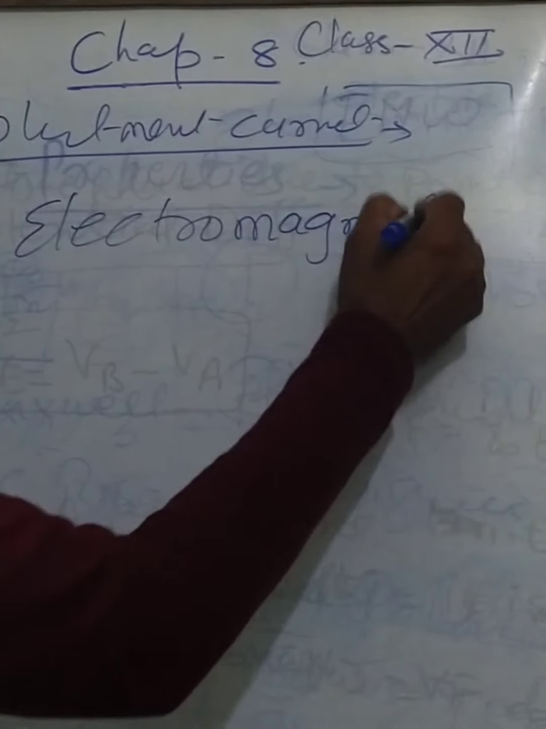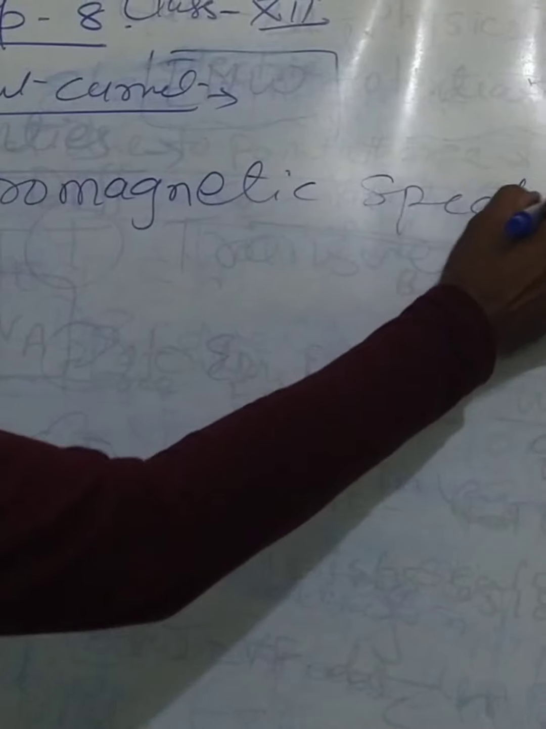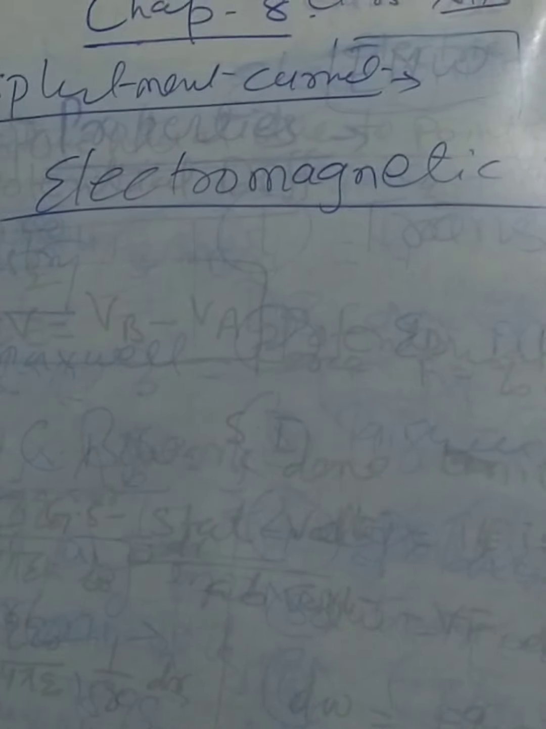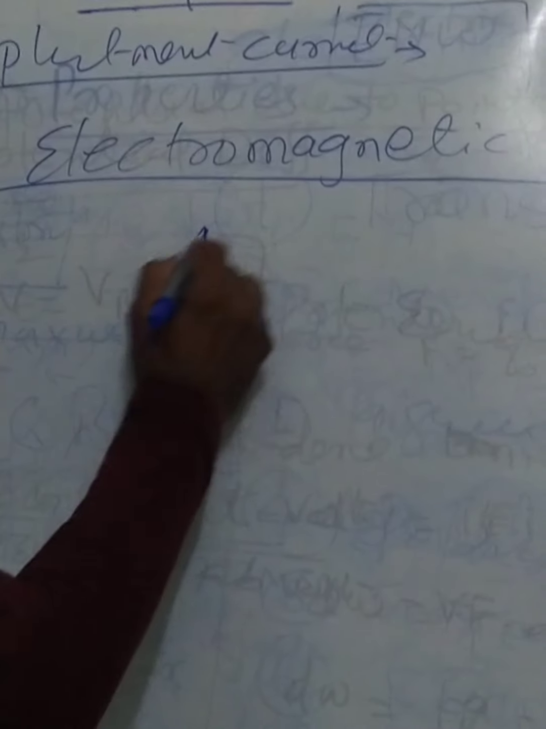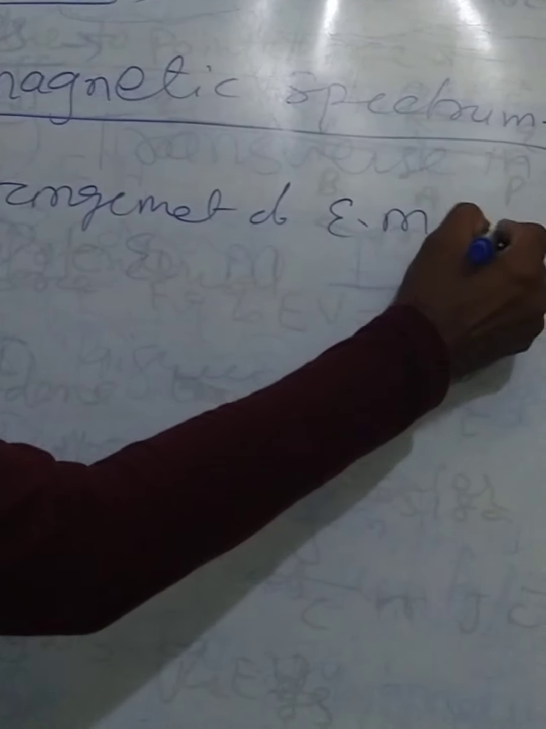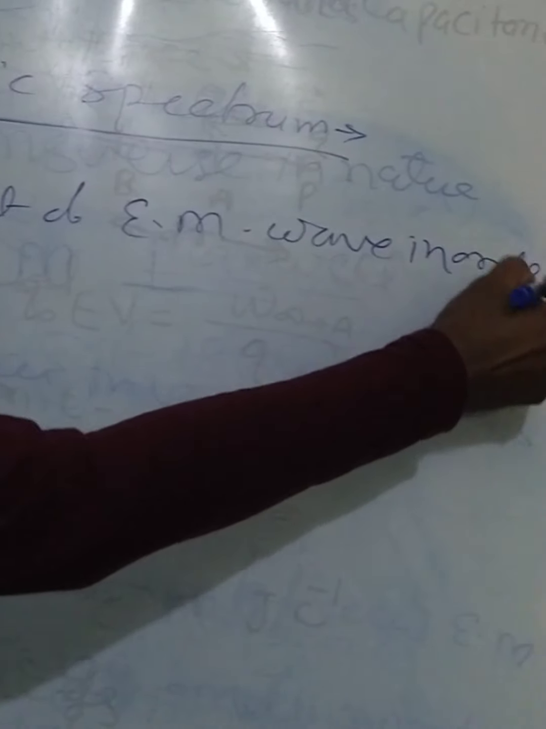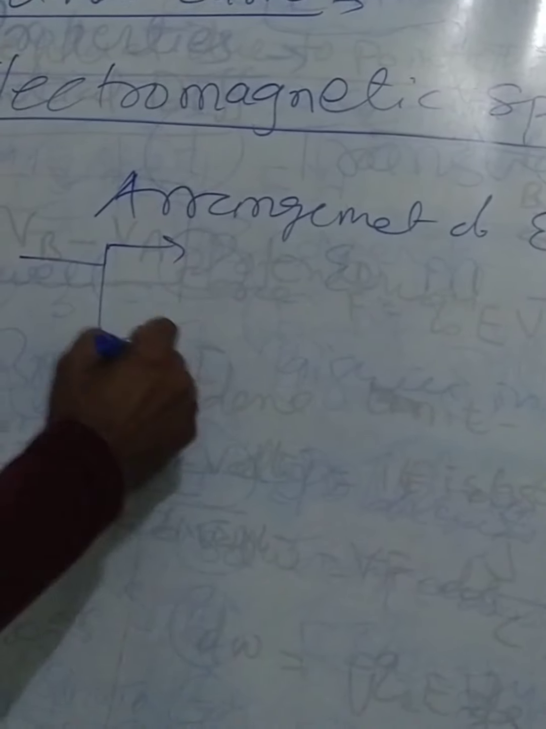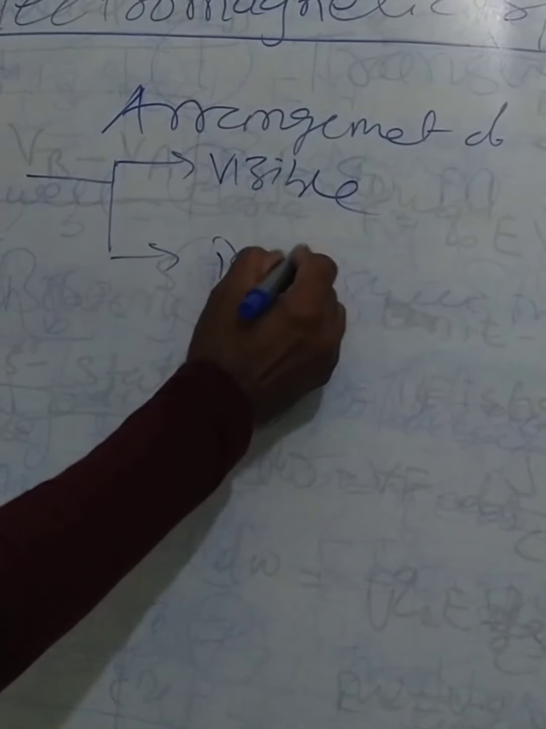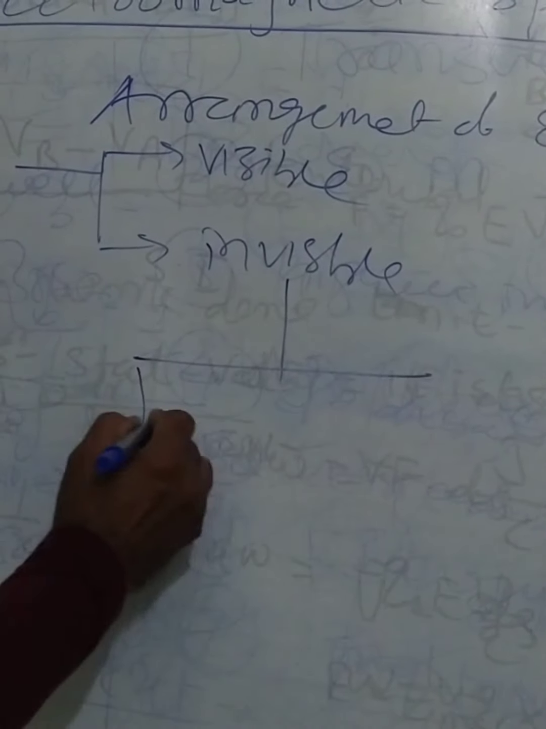Electromagnetic spectrum. Spectrum means the arrangement of all electromagnetic waves in order. The arrangement of EM waves in order is called a spectrum, and they are of two types: visible spectrum and invisible spectrum. And the invisible is of 7 types.